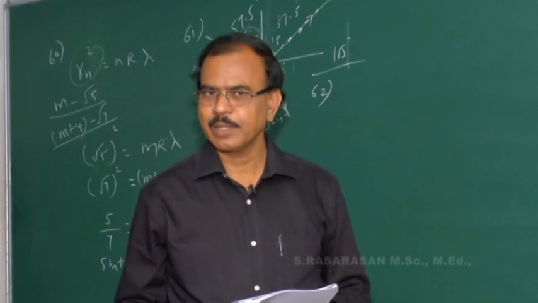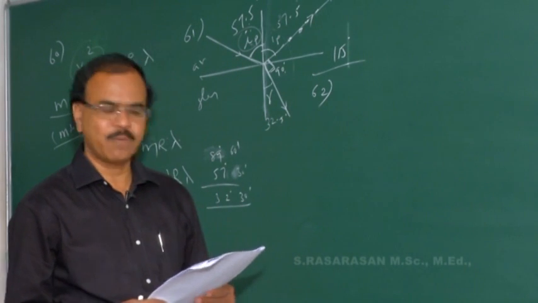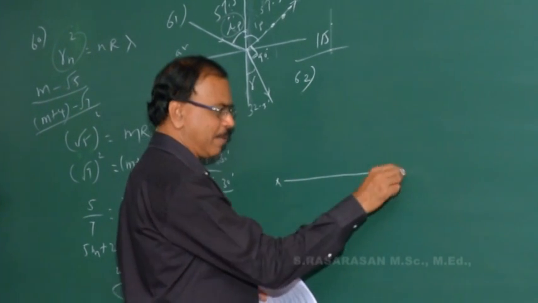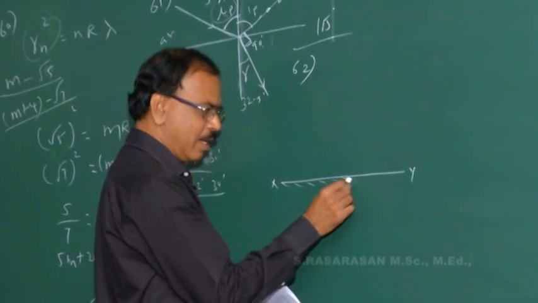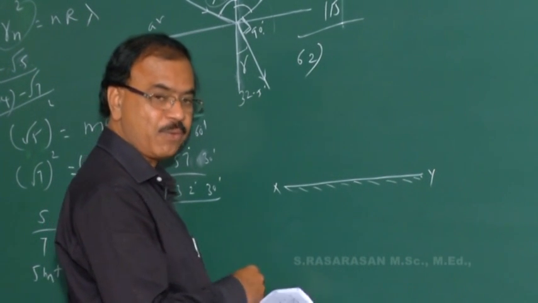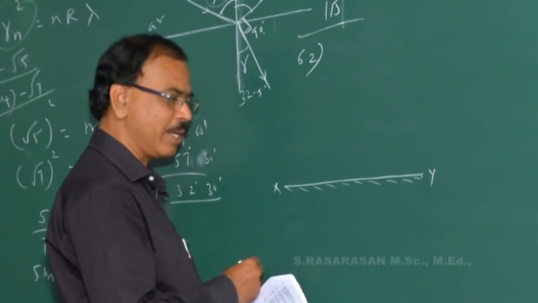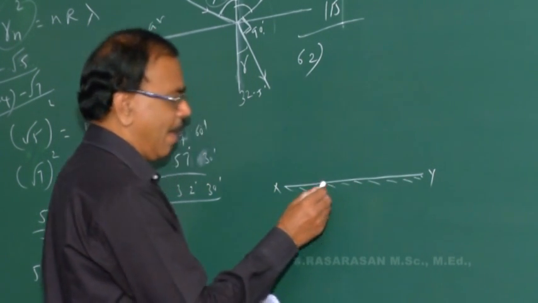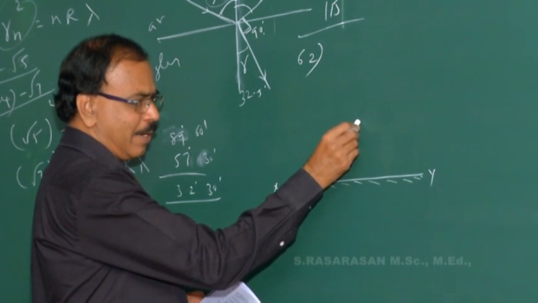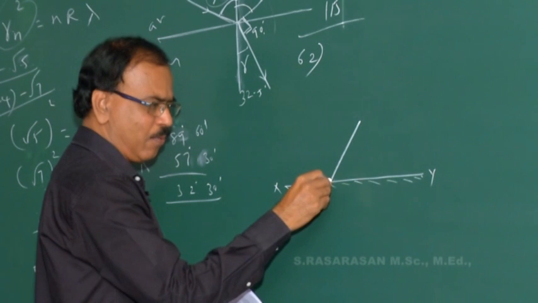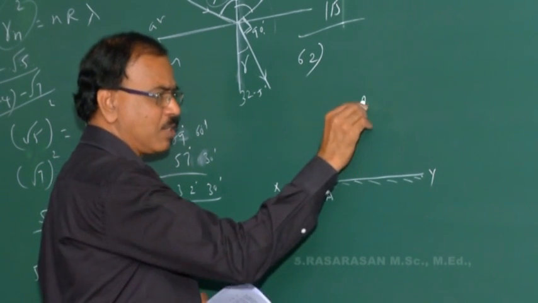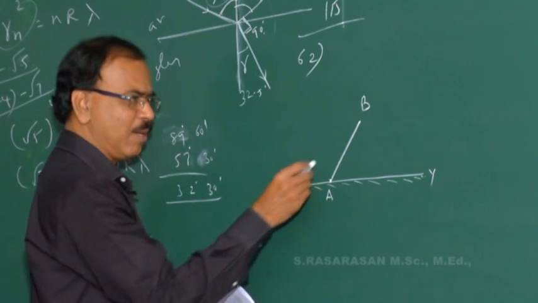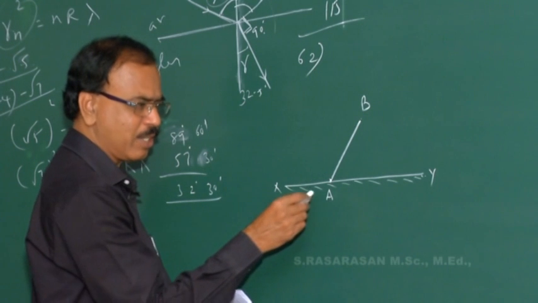Let me draw the diagram. Let me explain Huygens wave theory for reflection. Let this one be the reflecting surface XY. I am starting the reflection of a plane wave front at a plane surface as per Huygens wave theory. A plane wave front AB is incident on this reflecting surface at the point A.